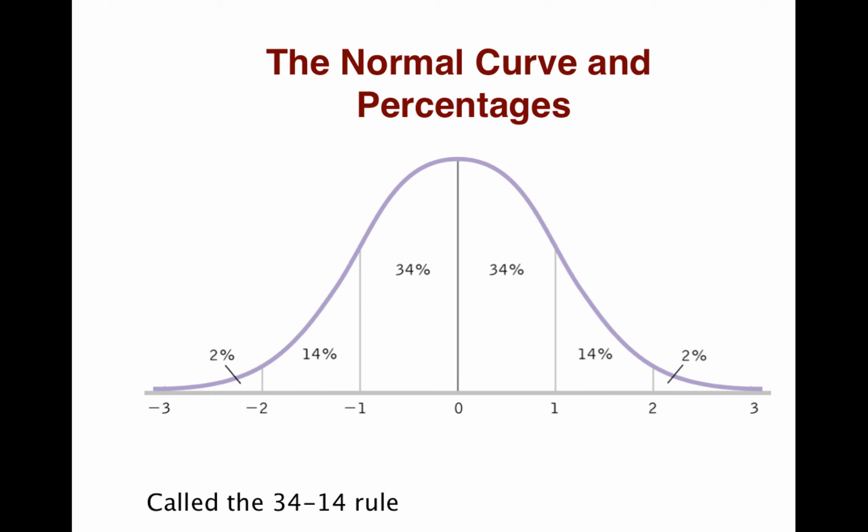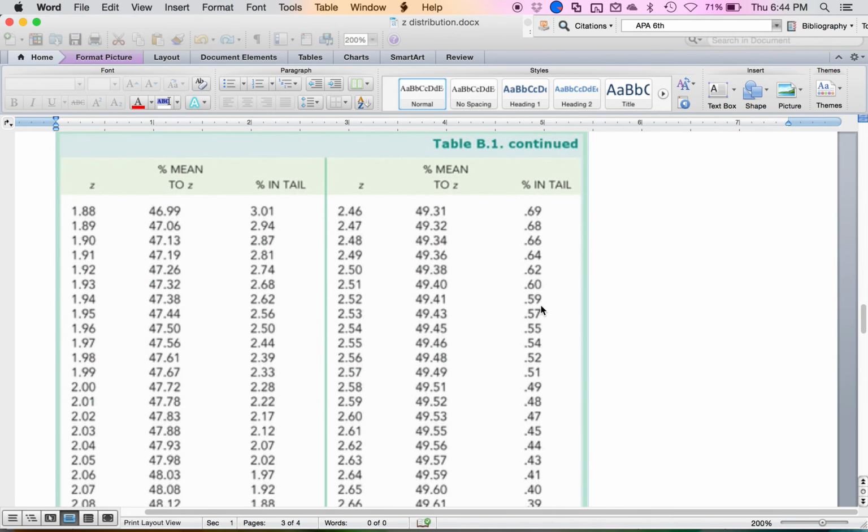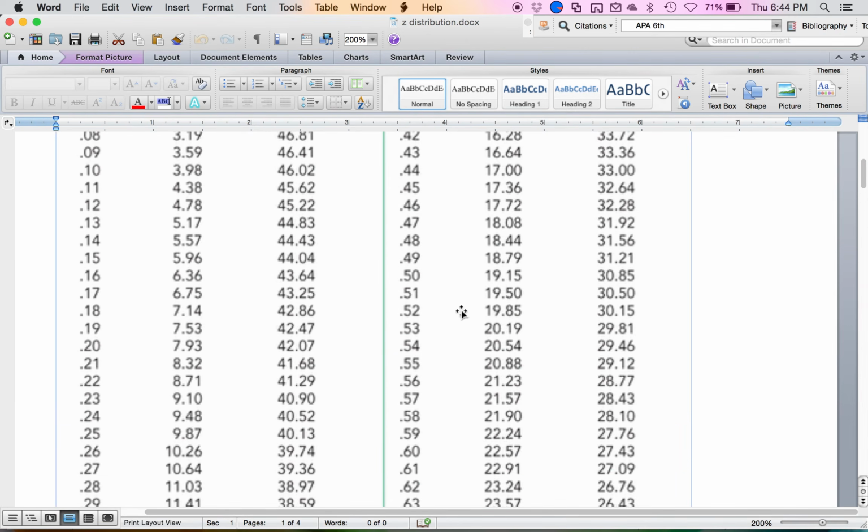So if I told you my score was 0.5, so that would put me here, I could probably estimate that it would be 17%, because that's halfway between 0 and 1. So if I go and I look at my z-score for 0.5 over here, I am close, right? It's 19%. But I knew it most certainly could not be 47%. That's right.